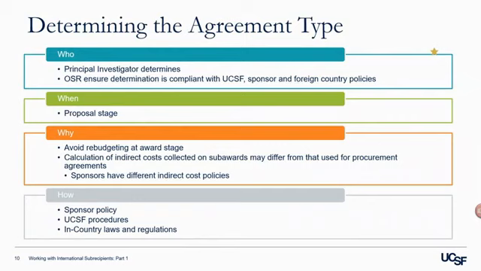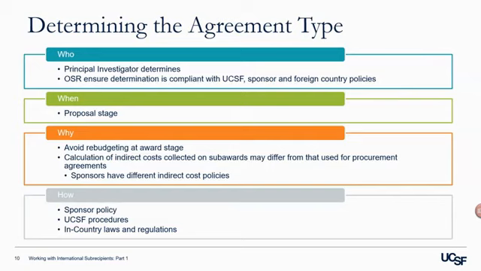When do we do this? We should always do this at the proposal stage. Let's not wait until an agreement comes in. Always at the proposal stage, we should take a look at what the principal investigator is proposing and ensure that we have the correct type of agreement in our proposal. And why? We want to avoid rebudgeting at the award stage.